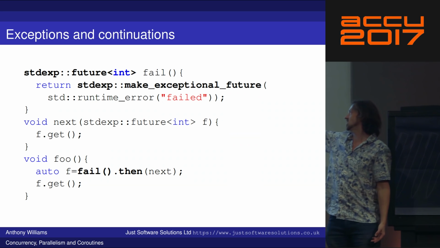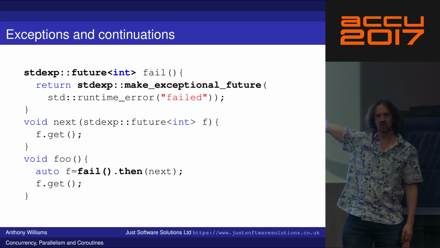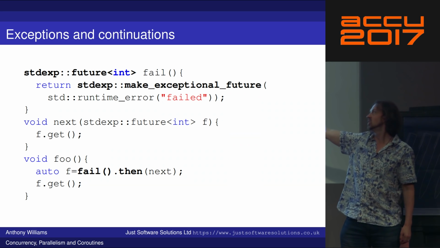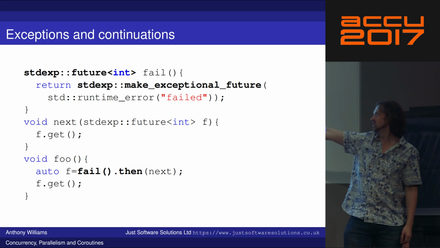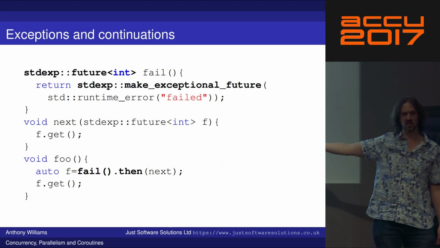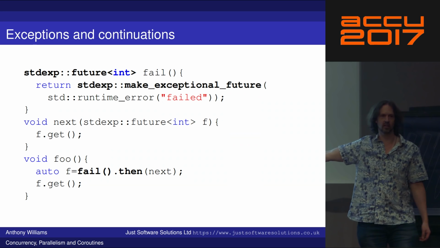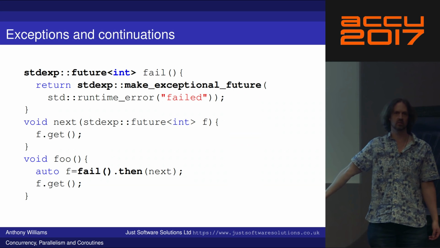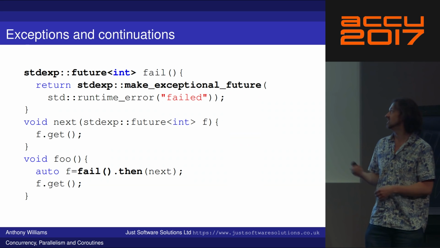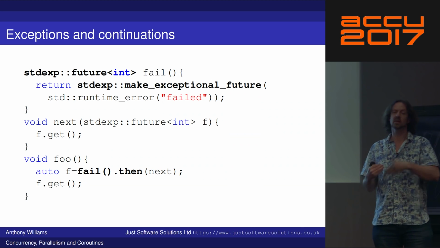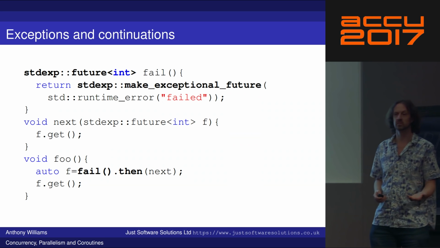Anyway, so we schedule our continuation. Our continuation then calls get on the future. Our future holds an exception, so it will throw, and the new f that we've got at the bottom that holds the result of our continuation now holds an exception. And then in foo, f.get will in fact throw, and it will just propagate the exception all the way out. So it just means that exceptions keep propagating unless you actually catch them, which I think is really nice.